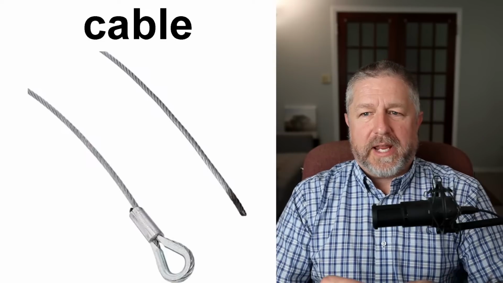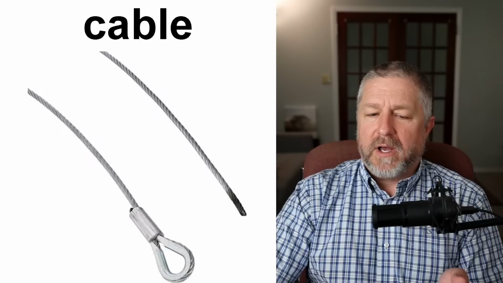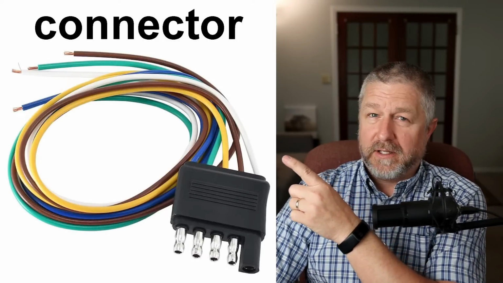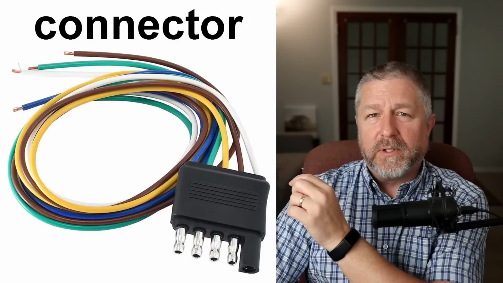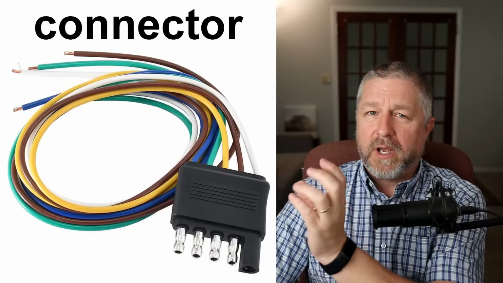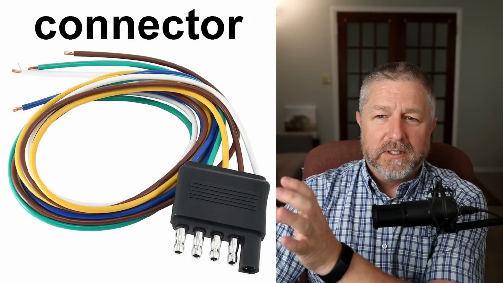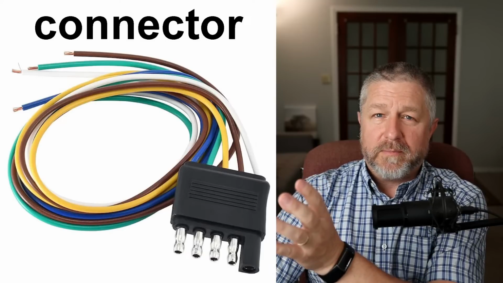And then, of course, there's cable. Now, we sometimes call this a cable. Sometimes a cable has electricity going through it. So cable and wire are sometimes used interchangeably in English. Like there's a lot of cables in my van. There's a lot of wires in my van.